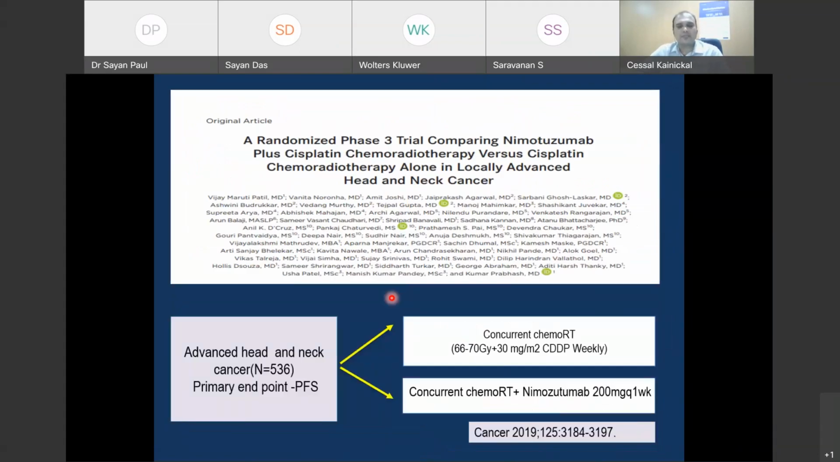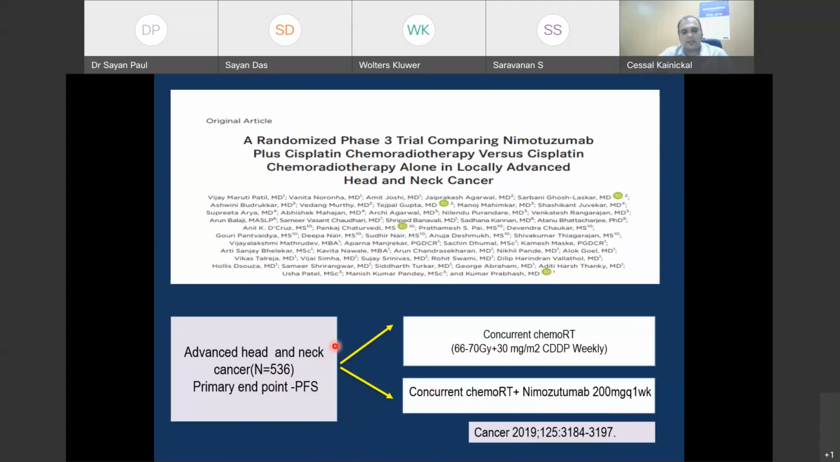The second study is from the Tata Memorial Hospital by Kumar Prakash. 536 patients were randomized to receive either concurrent chemoradiation, which was 66 to 70 gray plus weekly cisplatin at 30 milligram per meter square weekly, versus the same chemoradiation plus nimotuzumab 200 milligram flat dose given weekly till the end of radiotherapy.